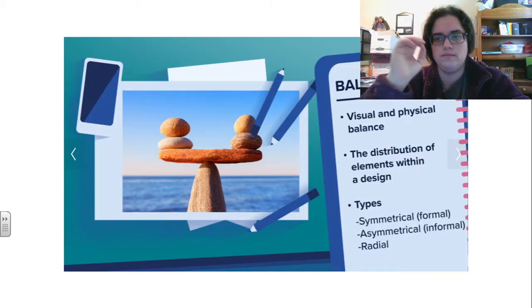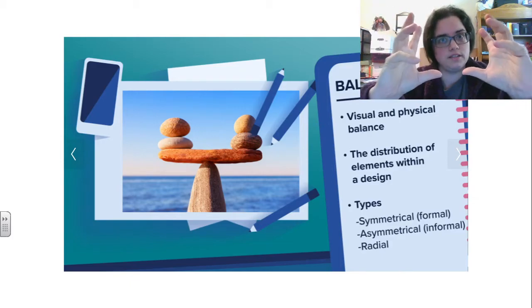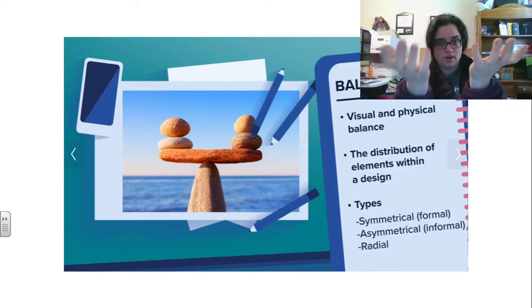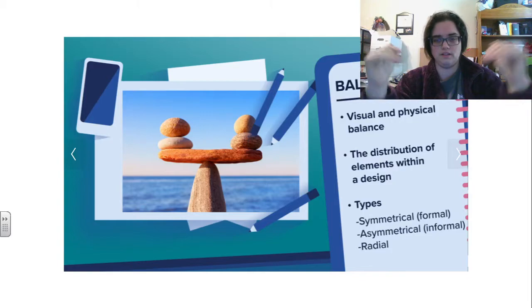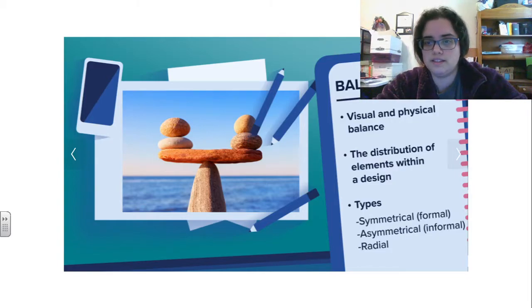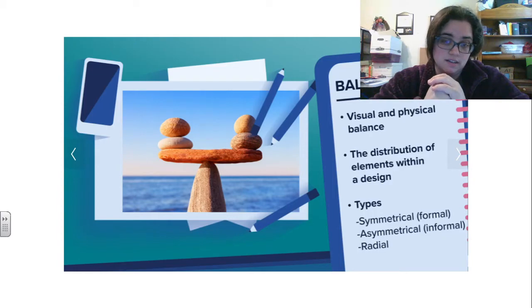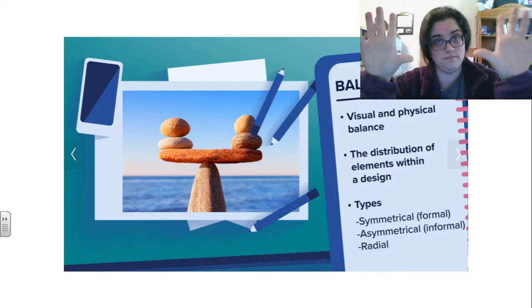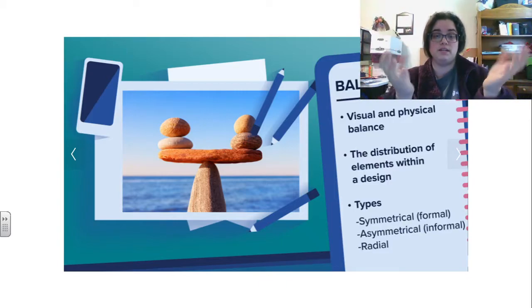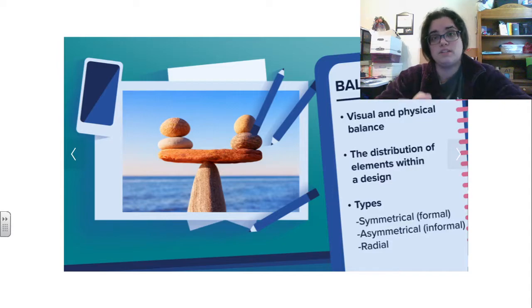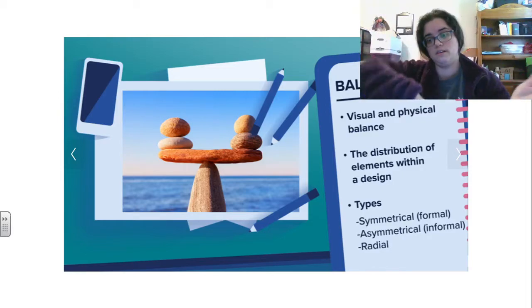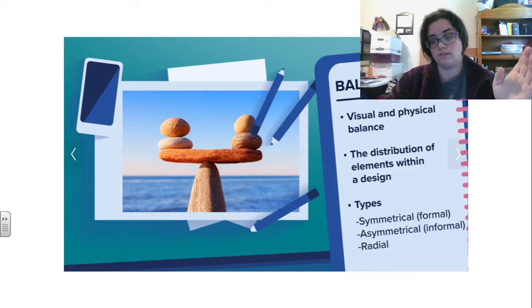So balance. It's a visual balance and it's kind of physical balance too. Like in this balancing rocks picture, it looks like there's about the same amount of rock weight on either side of that little balanced rock. And it's how the elements are distributed within your design. You've got symmetrical, which is a formal balance. Like this guy's pretty symmetrical. It's even on both sides. They're not exactly identical, but it's pretty symmetrical. You've got asymmetrical balance, which is an informal thing. And radial, which is like rotational symmetry. It looks the same from different angles going around in a circle.